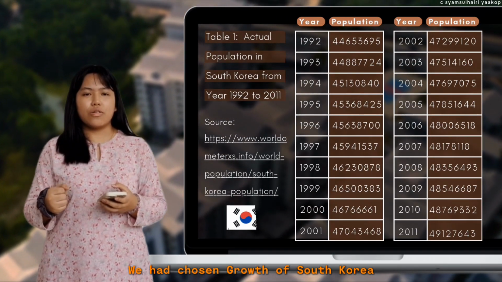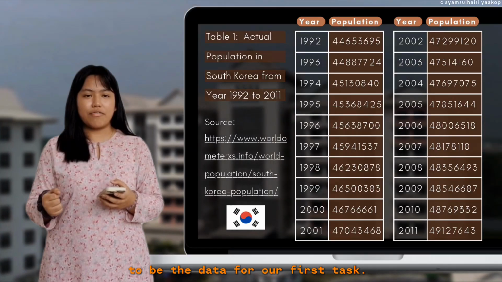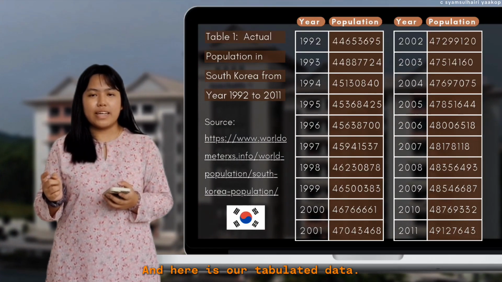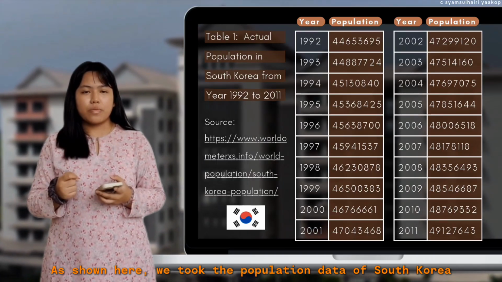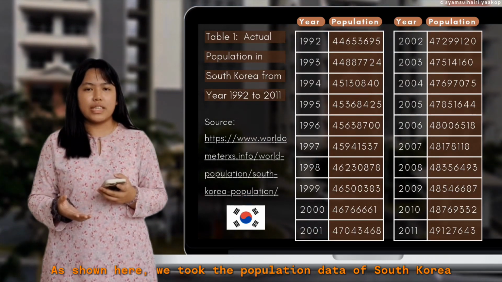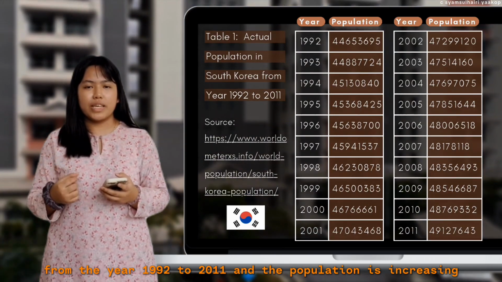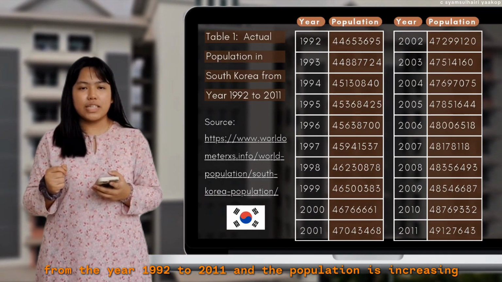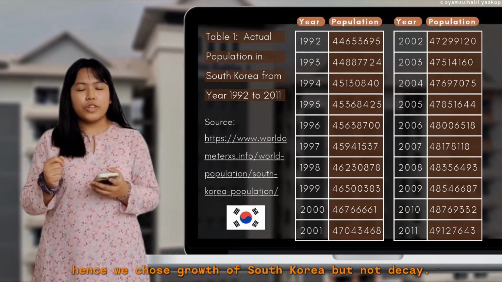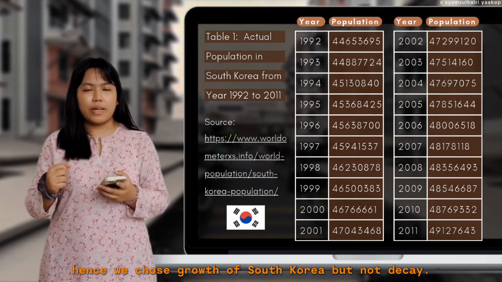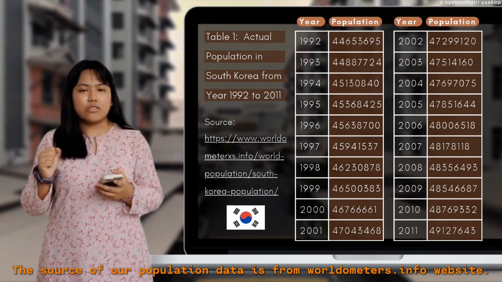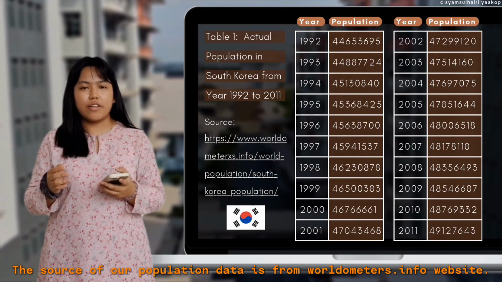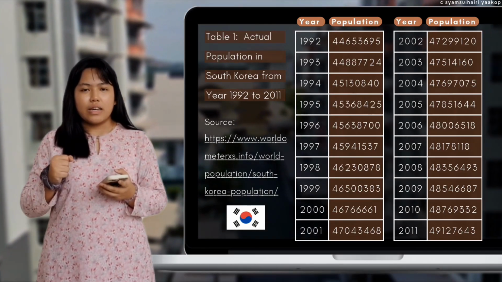So we had chosen the growth of South Korea to be the data for our first task, and here is our tabulated data. As shown here, we took the population data of South Korea from the year 1992 to 2011, and the population is increasing. Hence, we chose growth of South Korea but not decay. And the source of our population data is from worldometers.info website.